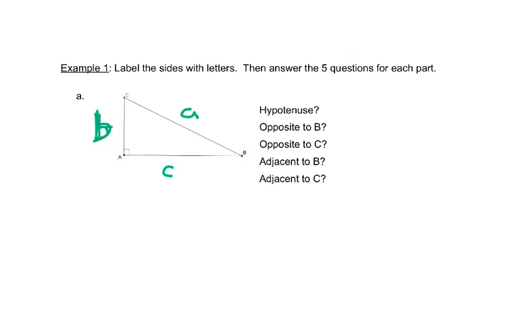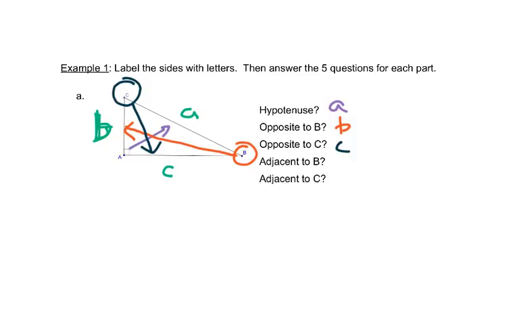So which side is the hypotenuse? The hypotenuse has to be across from the right angle, so that's here, angle A. Next question says, what's opposite to B? So here's capital B. Across from it is little case b. Then the next one says, what's opposite to C? So here's C. Across from it is little c.